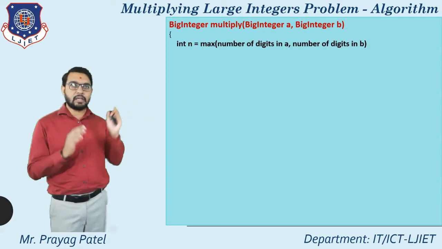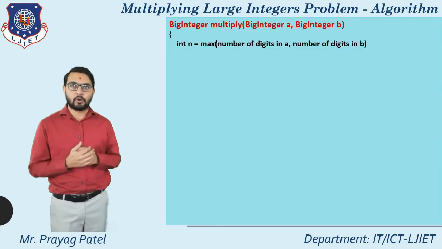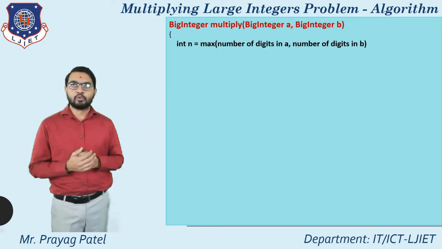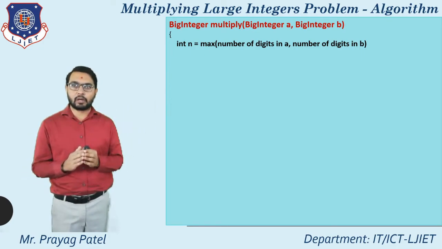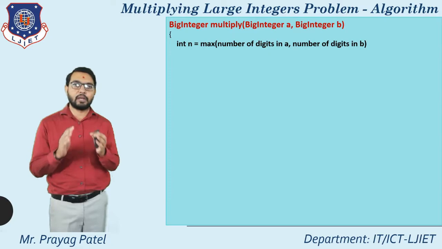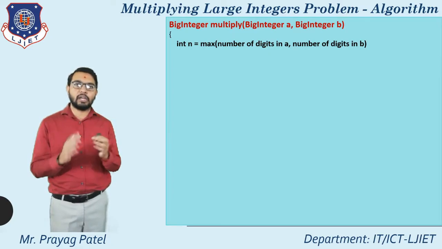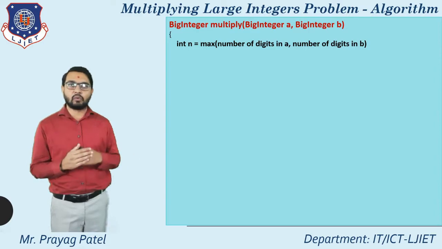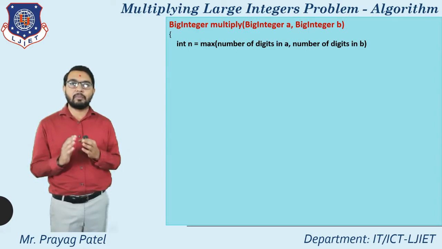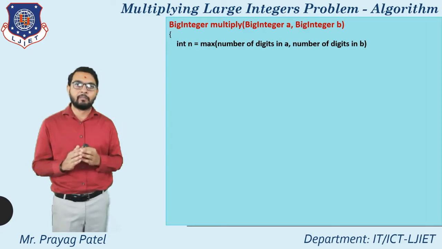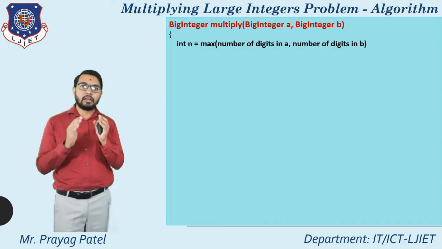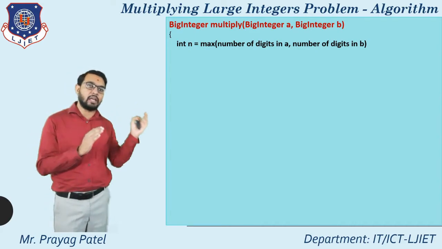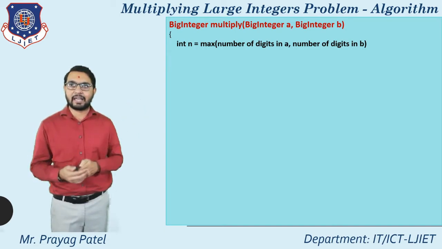Now next step is integer n equal to maximum of number of digits in A and number of digits in B. So what is the variable n? Variable n defines the maximum length of the given two numbers. For example, first number A has length 3 digits and second number B has length 4 digits. Then find the maximum length out of the two numbers A and B and store the result into the integer n. So n stores the maximum length of the given two numbers.